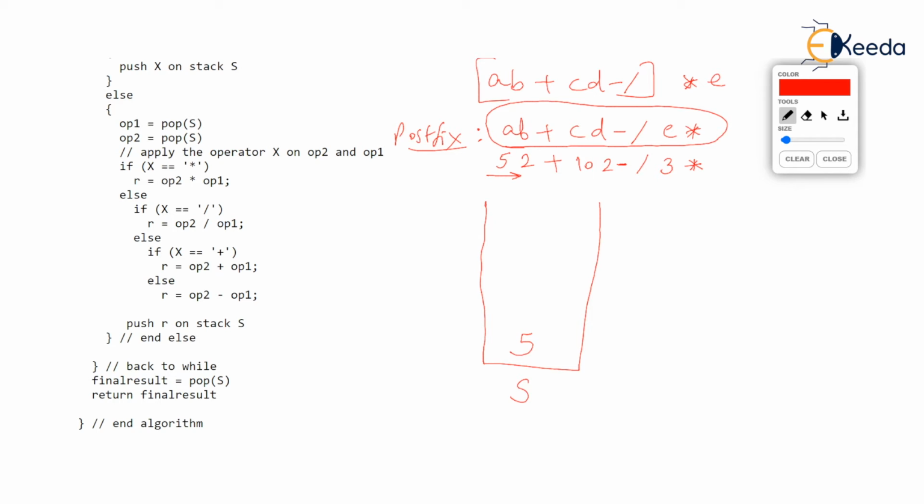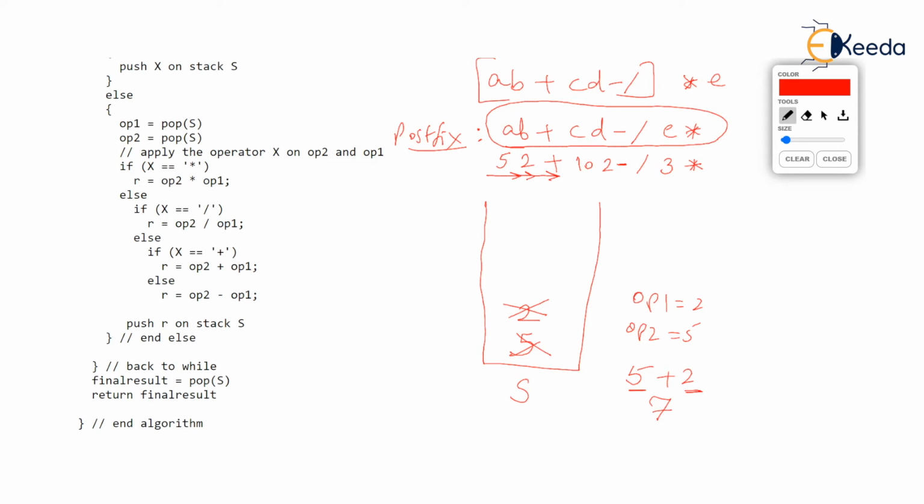Then next token we get is 2. 2 is an operand, push it. Next token we get is plus, but plus is an operator. So you pop 2 and 5. So you notice OP1 will be 2 and OP2 will be 5. And the operator you got was plus. So you will perform 5 plus 2. Note OP2 on the left, OP1 on the right. And you will get the result as 7.